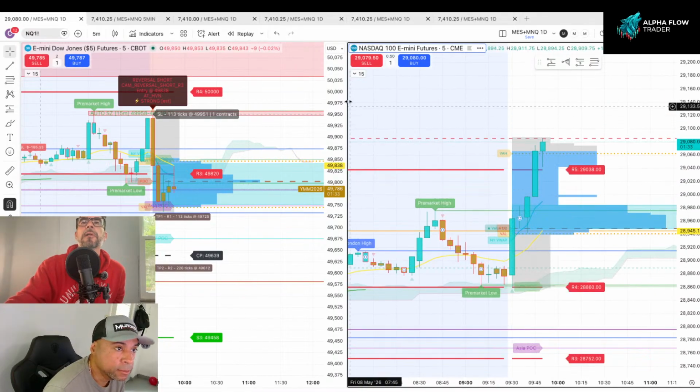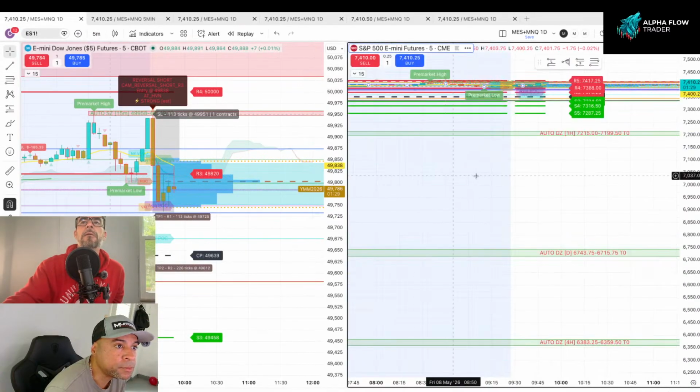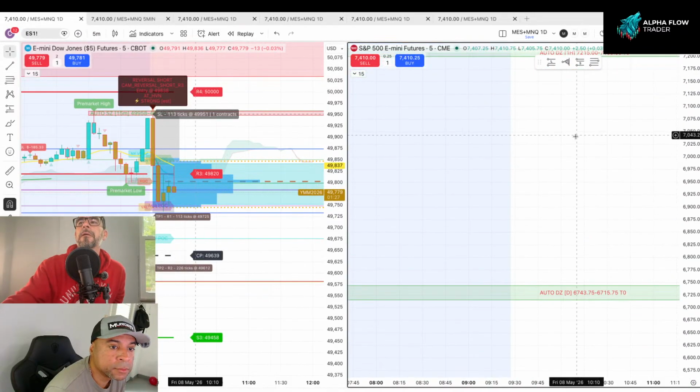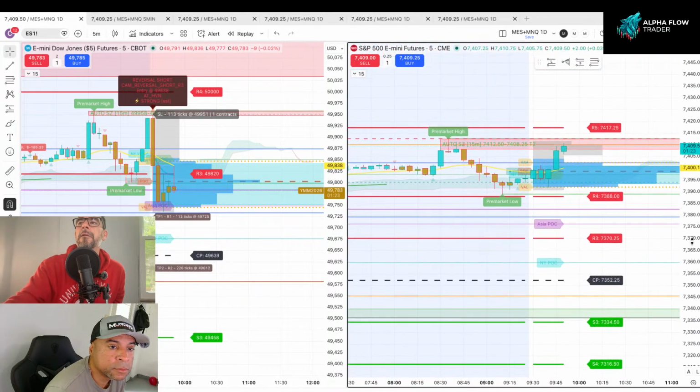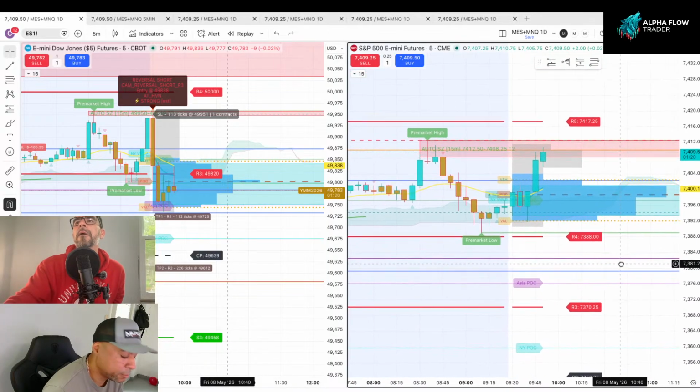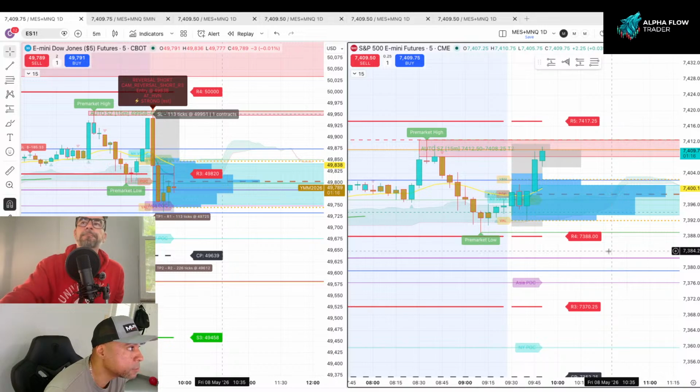NQ is just pumping. Okay, let's look at ES. ES is definitely the weaker of the two. All right, looking for ES. If ES makes it through the supply zone, gets up there to R5.